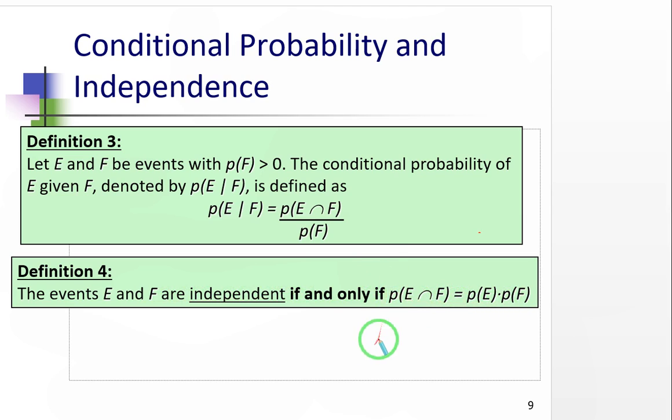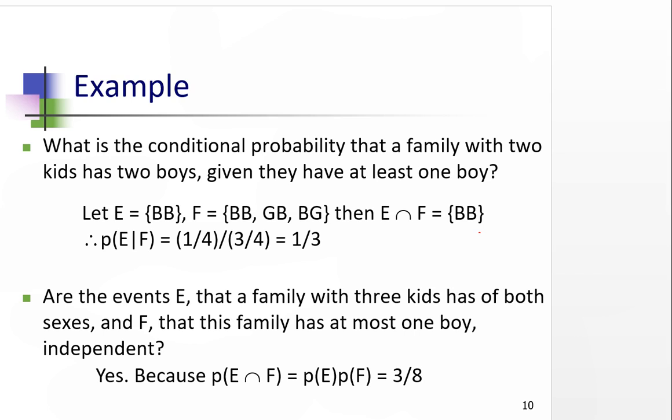So we have two formulas. Once the probability is going to be conditional, this formula is going to be used. Once it is independent, this other formula is going to be used. Let's come to the example.